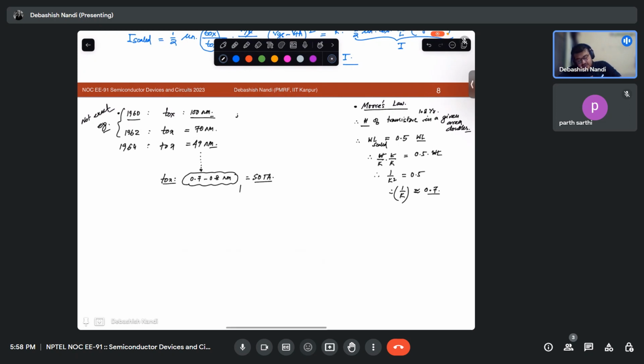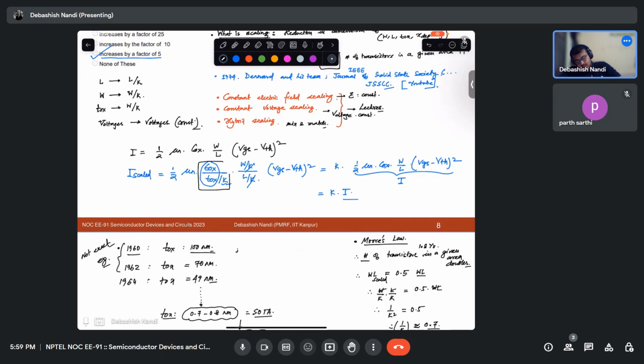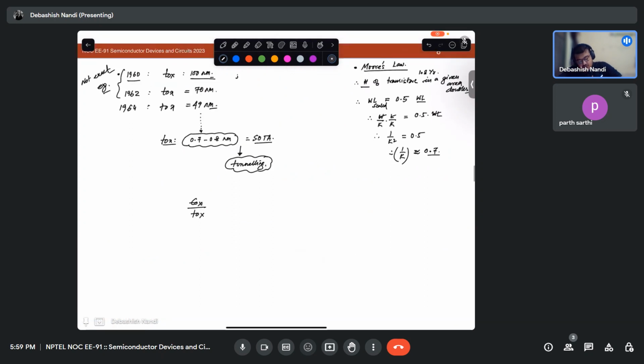But if you reduce it further, then tunneling starts to take place. That is what you are concerned about. But what we needed was Eox by Tox to move up by a factor of K, right? So Eox by Tox by a factor of K. So far we have assumed that my Eox is constant, right? Yes, sir.